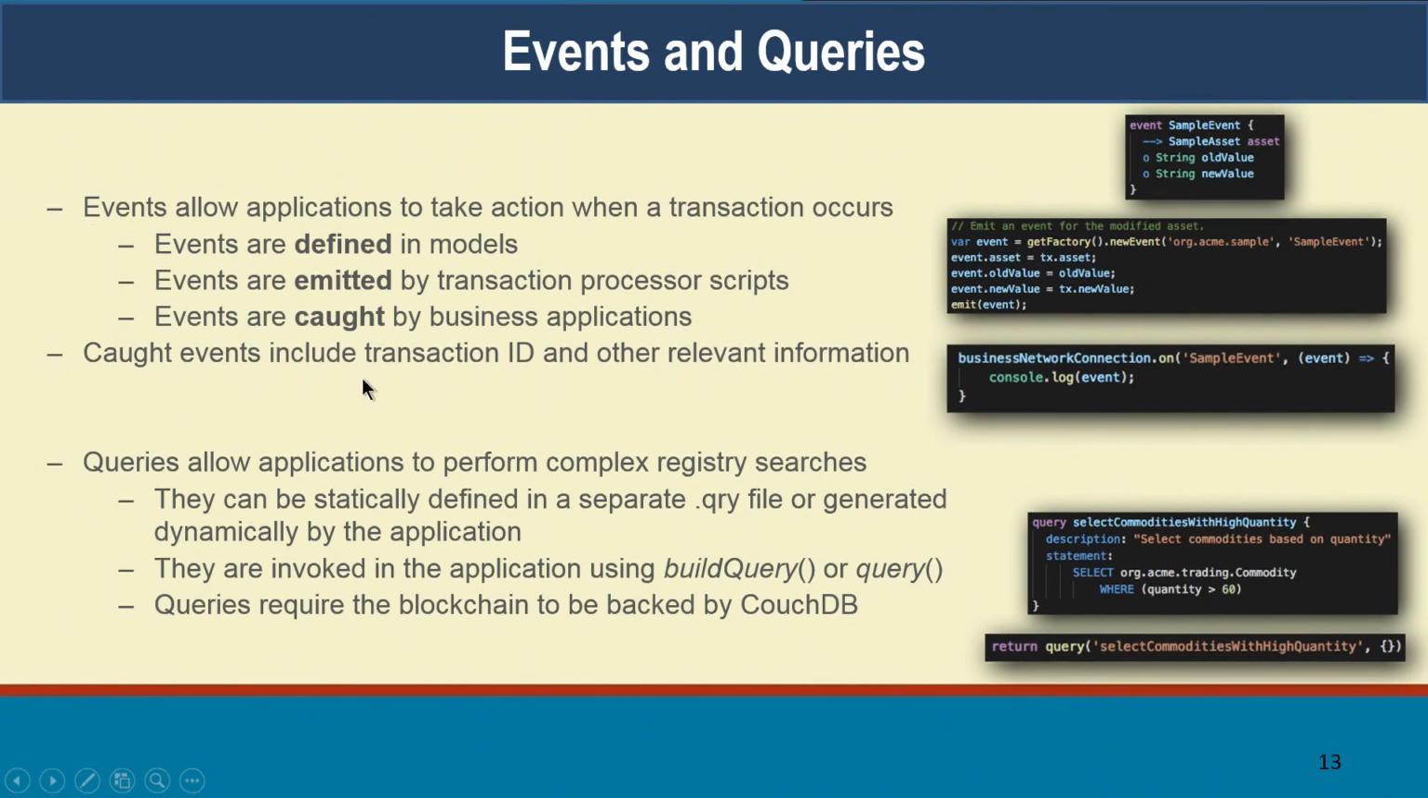When the events are emitted, they also include the transaction ID and all other relevant information for you to do business functions on top. Right? So you will have the transaction ID on blockchain that committed this transaction and emitted this event. Now the other thing you can do with Composer is queries.